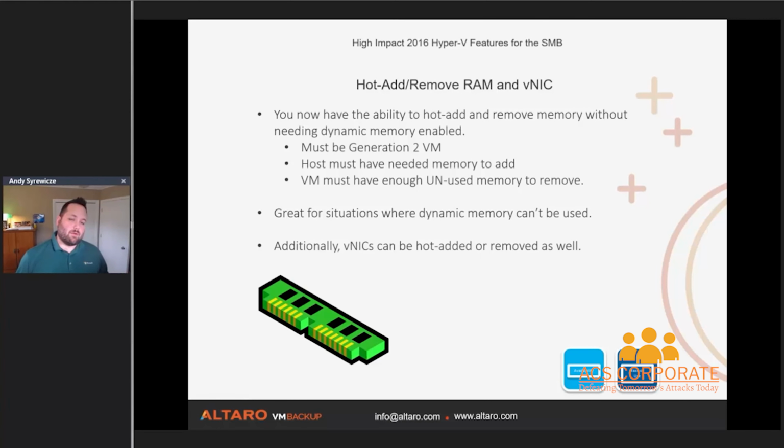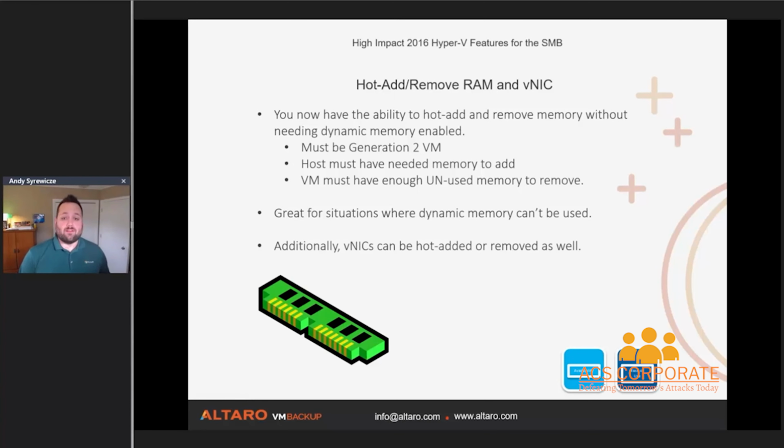So anyone that's used Hyper-V for any length of time, 2008 R2, 2012 R2, they know that it's always been kind of a pain to add resources on the fly. With 2012 and 2012 R2, we were given dynamic memory, which made things easier, but there are some workloads out there that don't play well with dynamic memory. There's even some OSs out there that don't play well with dynamic memory. So dynamic memory didn't work in every single case. So what this allows you to do is add and remove memory while the VM is live.